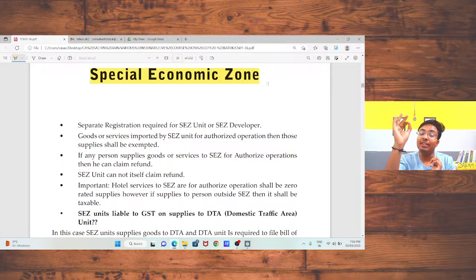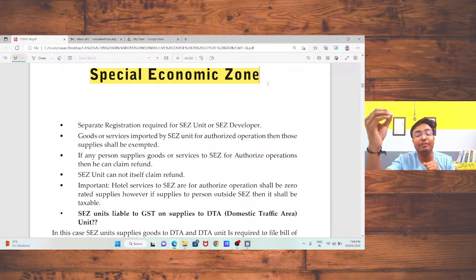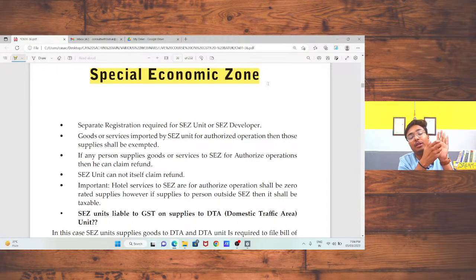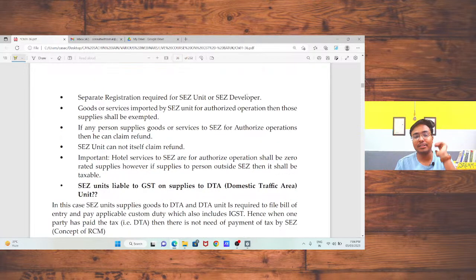Okay, sir, but the condition is that I need to supply the goods or services for the authorized operation of that special economic zone. That means the goods or services I supply should be used in the authorized operation. The question arises, sir, what do you mean by authorized operation? Authorized operations are those declared by the committee of the special economic zone, that means the SEZ committee will declare the list of authorized operations. Okay, now let's discuss from the law.